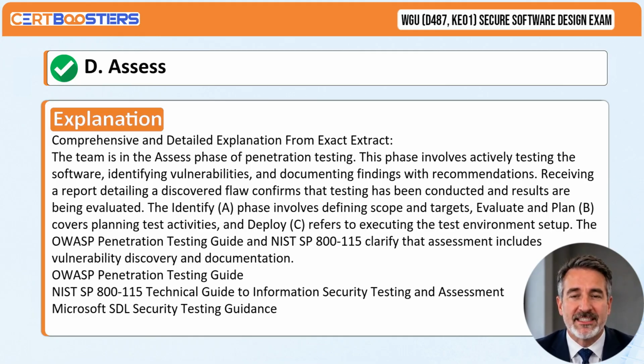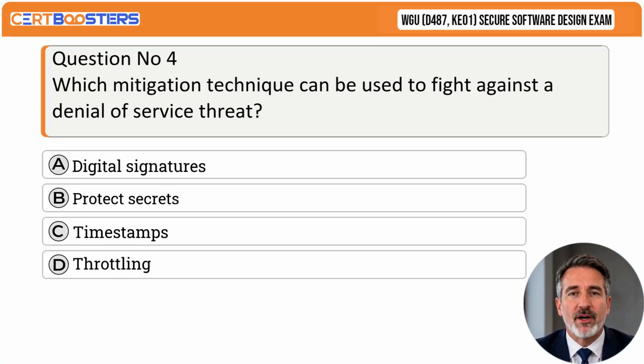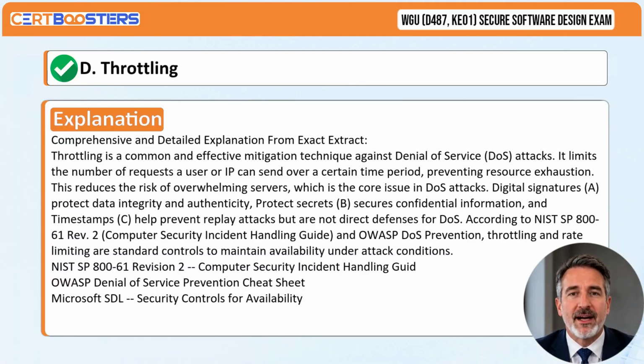References: OWASP Penetration Testing Guide; NIST SP 800-115, Technical Guide to Information Security Testing and Assessment; Microsoft SDL Security Testing Guidance. Question No. 4. Which mitigation technique can be used to fight against a denial of service threat? A. Digital signatures. B. Protect secrets. C. Timestamps. D. Throttling. Correct answer: D. Throttling.